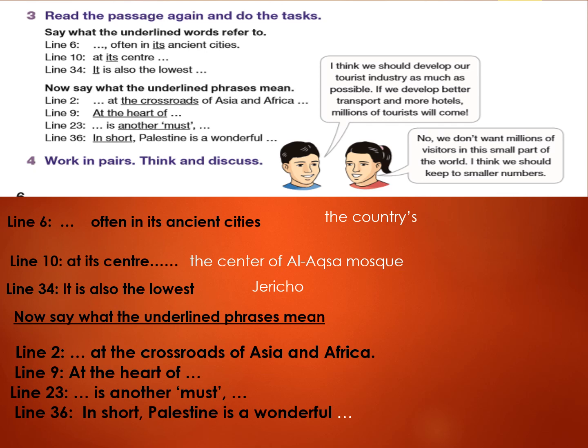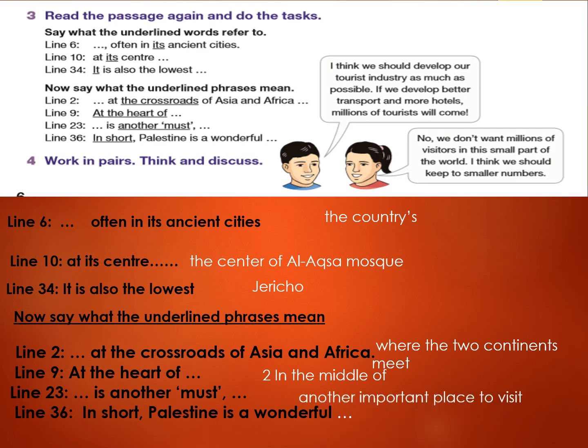Let's complete. Now say what the underlined phrases mean. Line 2. At the crossroads of Asia and Africa. Yes, where the two continents meet. Line 9. At the heart of. Yes, in the middle of. Now, line 23 is another must. Yes, another important place to visit. Line 36, in short, Palestine is a wonderful. Yes, to summarize. Okay, now you have 1 minute in order to check your answers and try to correct the mistakes. Start, please.